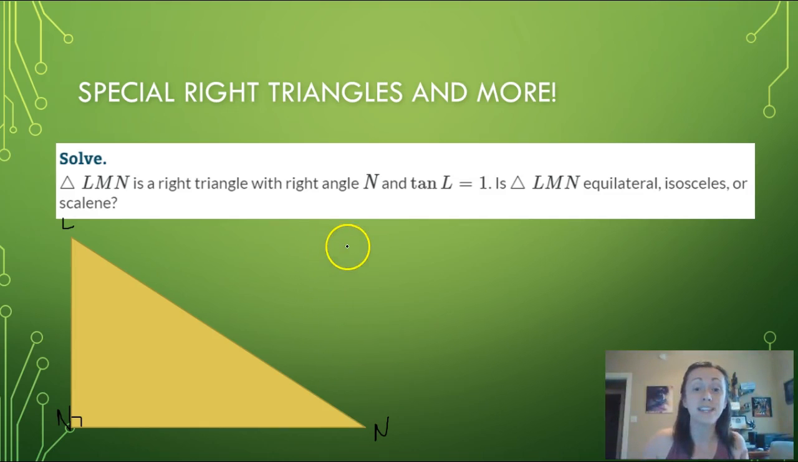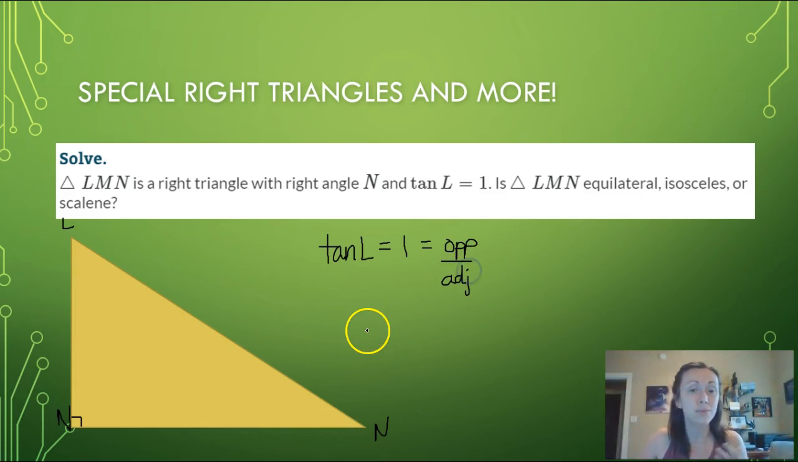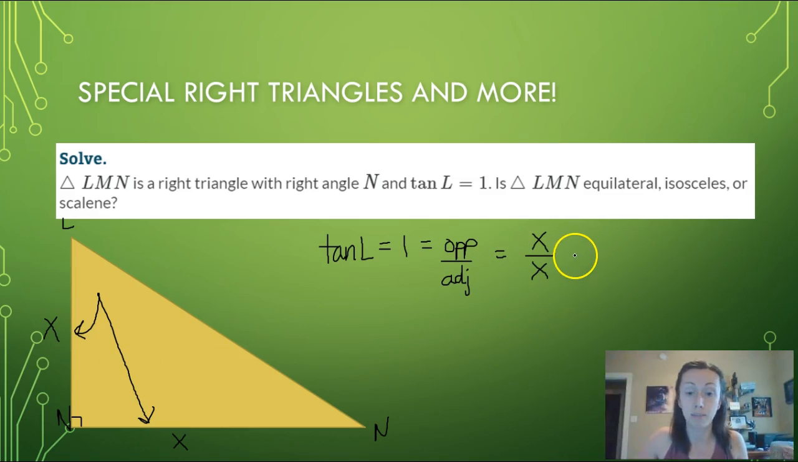Now we also know that the tangent of L is equal to 1. Well, what is tangent? Tangent is opposite over adjacent. We don't know these values, but we do know that no matter what they are, whatever side length is across from L and adjacent to L, when I divide them, I get 1. So what does that mean? That the opposite and the adjacent are both the same value. I can represent those with any value I'd like. Let's say x, because x divided by x is just 1.